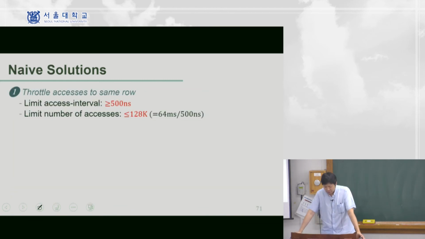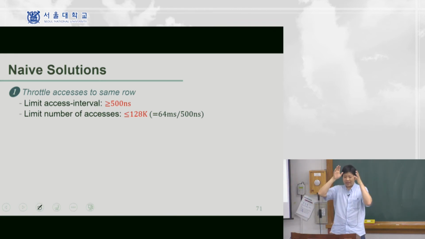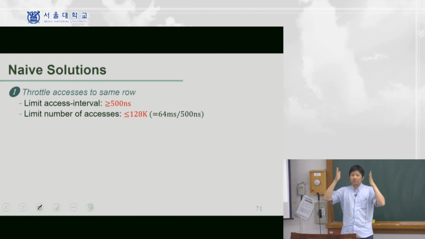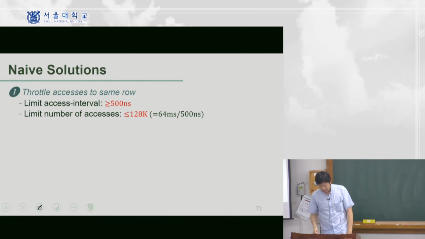So with naive solutions, you throttle the access to the same row, because if you want to mount this row hammer attack, you have to access the same row again and again. So there are two ways to throttle. The first one is to limit the access interval. You can access the same row only at a certain time interval. Okay, so one is limiting the access interval, and the second is limiting the number of accesses. That's basically how you limit the access to the same row again and again.